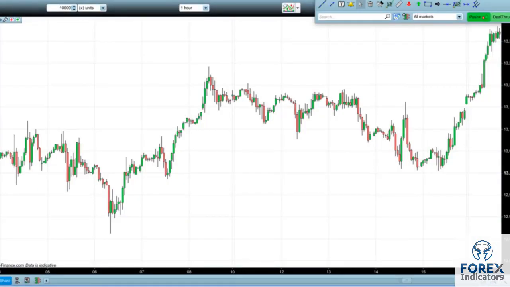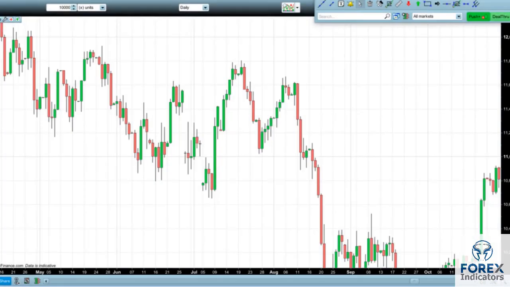This is the DAX on the 1-hour time frame. A move down, a bullish pin bar before the move up. This is the DAX on the daily time frame. A move down, a bullish pin bar, and then a move up.